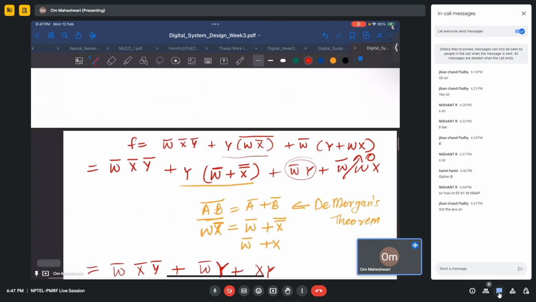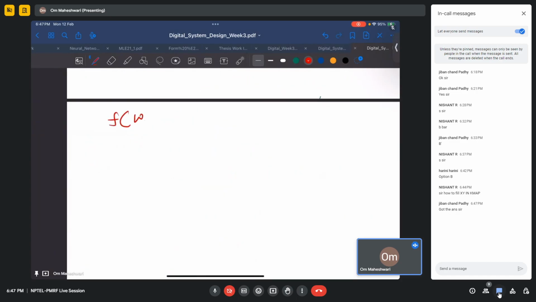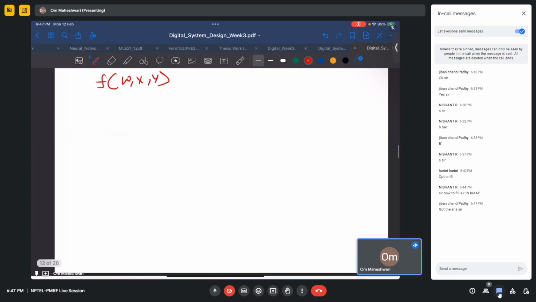Now we have three variables: w, x and y. F is a function of w, x and y. So we have three variables. So to make a three variable K-map, it is simple, right?